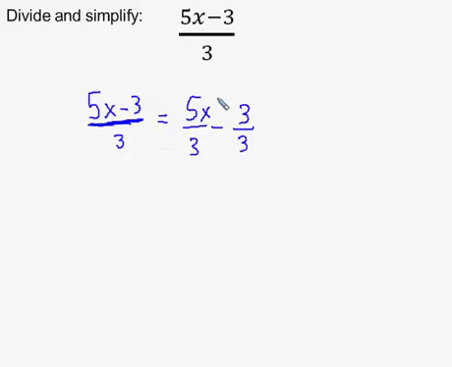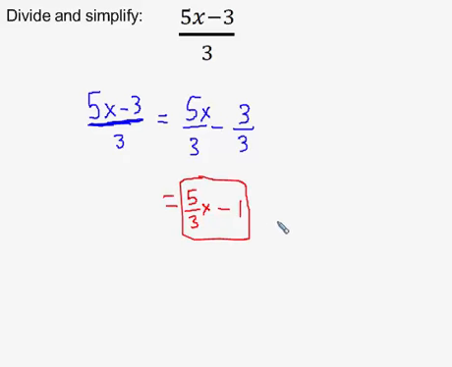The reverse of subtracting two fractions I call breaking the fractions apart. This shows that both the 5x is being divided by the 3 as well as the 3 here is being divided by the 3. Now you can write 5x over 3 as 5/3 x. They mean the same thing. And then now, since I have 3 divided by 3, you can simplify that down to be the number 1. 3 divided by 3 is 1, and don't forget that these two terms are being subtracted. So this is one way to approach the problem.